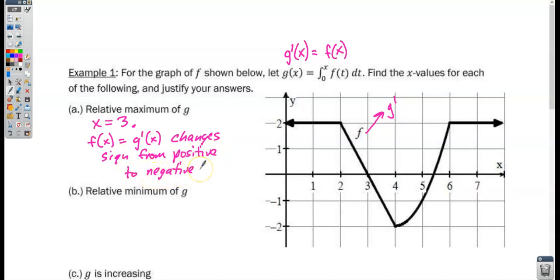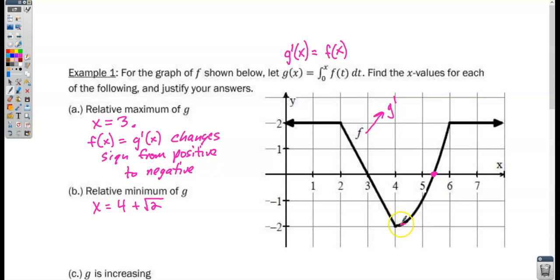Okay, next, a relative minimum. Here we're looking for where f of x, or g prime, changes sign from negative to positive, which happens right here. Let's see, where is that? That's 4 plus the square root of 2, which you can figure out with a little manipulation of the parabolic portion of this curve. 4 plus the square root of 2.